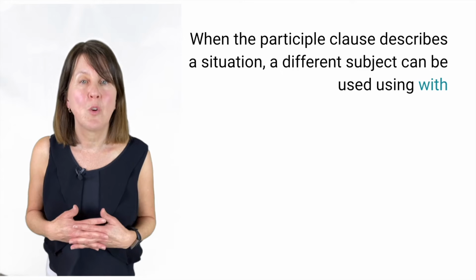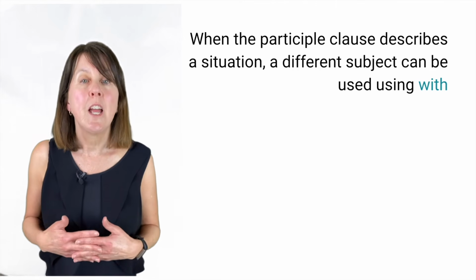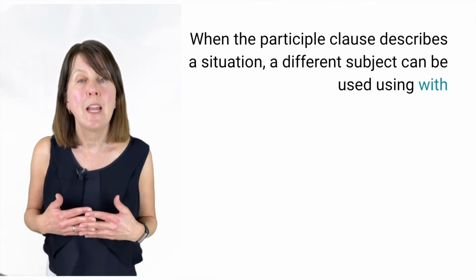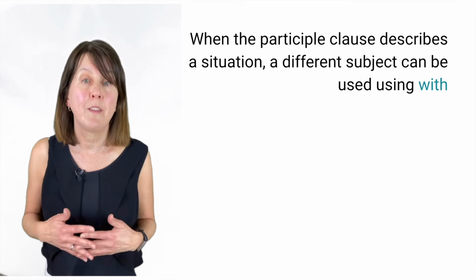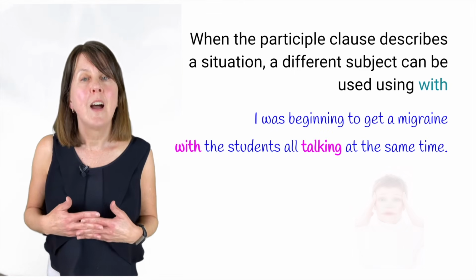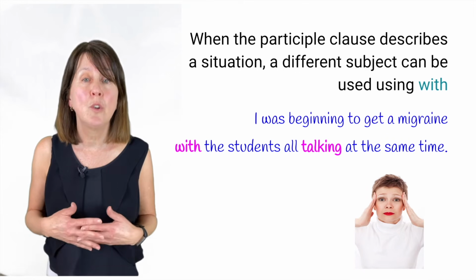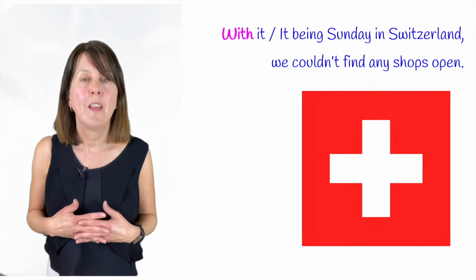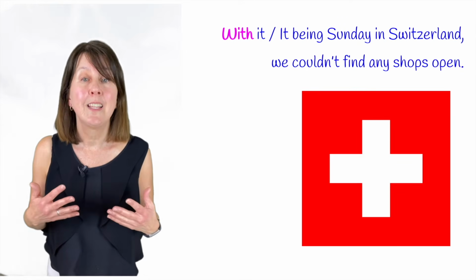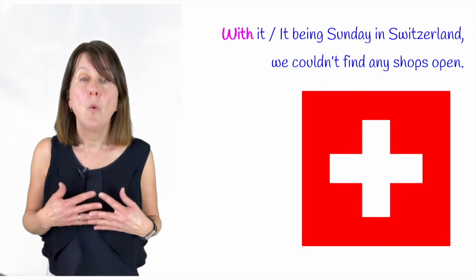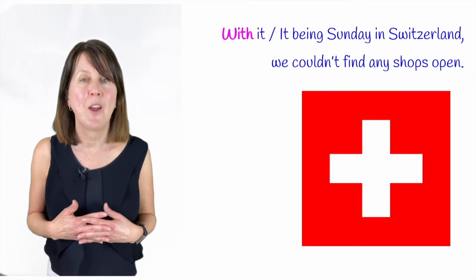When the participle clause describes a situation, a different subject can be used using with. For example, I was beginning to get a migraine with the students all talking at the same time. Or, with it being Sunday in Switzerland, we couldn't find any shops open.